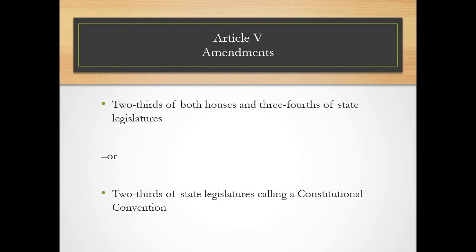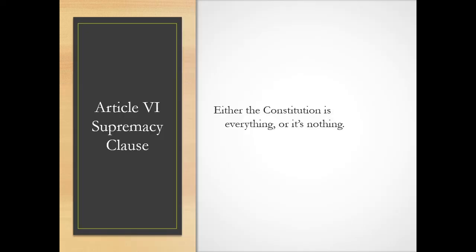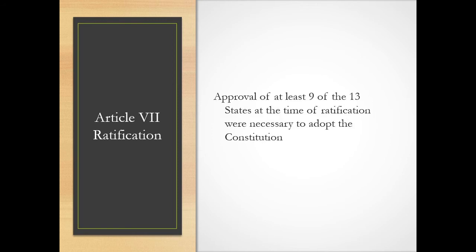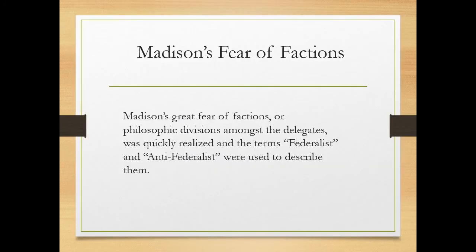But there it is. The Supremacy Clause. We know that the Constitution is the supreme law of the land, but just in case there's any doubt, it's going to say it. Article 7, ratification, how we ratify this puppy. Okay, so that is the structure of the Constitution. Going from the preamble, we the people, Article 1, the legislature, 2, the presidency, 3, the judiciary, and on down.